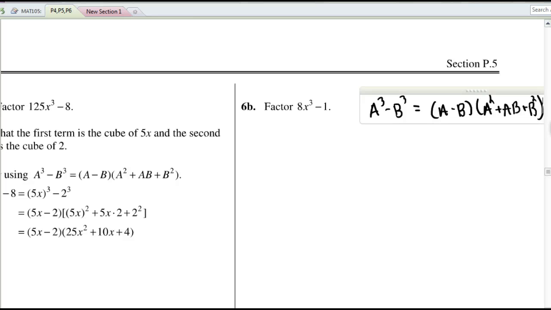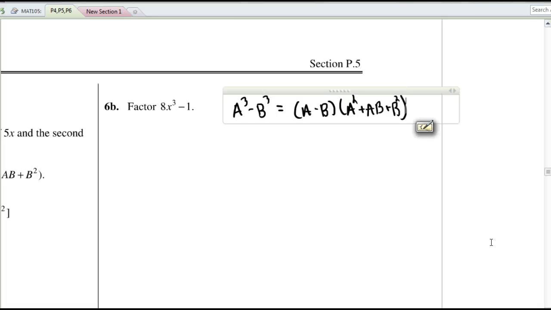Let's move on back. If you ever don't believe it or something like that, we use the FOIL technique that we learned in section P4, and you just come up here and multiply this expression out, and you'll see you'll get a bunch of cancellation, and we'll just end up with a cubed and b cubed, or a cubed minus b cubed.